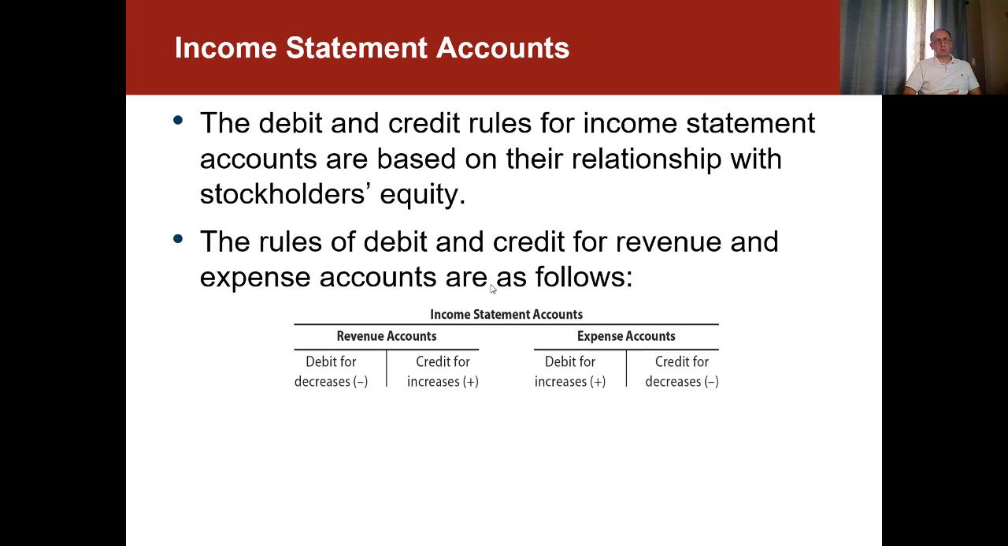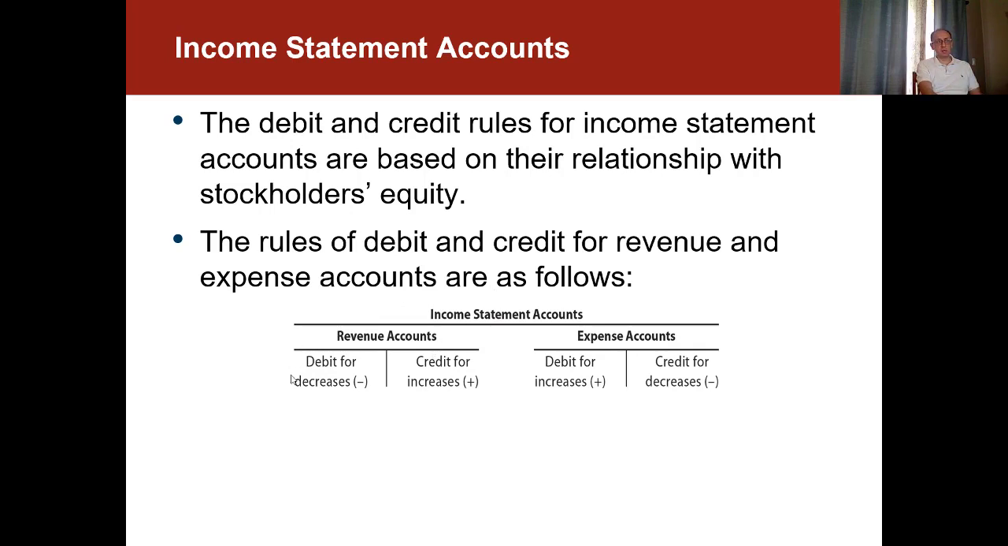So the debit and credit rules for income statement accounts are based on the relationship with stockholders' equity. So if we want to see how revenues and expenses are affected with the debit and credit, think about stockholders' equity, because revenues and expenses, they're somehow related to stockholders' equity. We call these the income statement accounts. Remember, revenues and expenses. Revenues increase stockholders' equity, and that's why they have the exact same nature as equity.